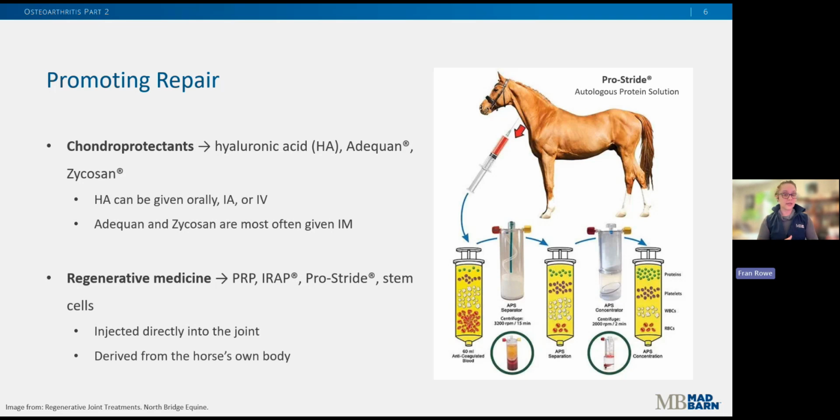Now, you might recognize a few of these acronyms here on the screen. There's PRP, or platelet-rich plasma, IRAP, or interleukin-1 receptor antagonist protein, and Prostride, or autologous protein solution. So these regenerative therapies are considered autologous, meaning that they are derived from the horse's own body. For PRP, IRAP, and Prostride, these solutions are derived from the horse's blood.